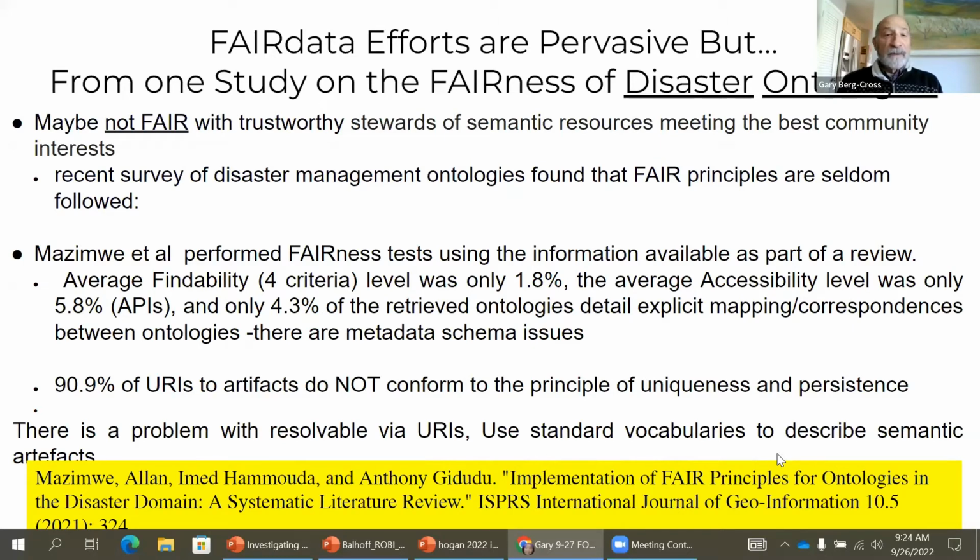A surprising statistic, according to them at least, was that 90% of URI artifacts do not conform to the principle of uniqueness and persistence. So some of these are temporary projects and so forth, but they don't represent good long-range projects. So next slide.